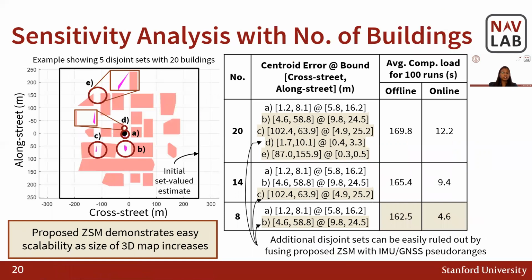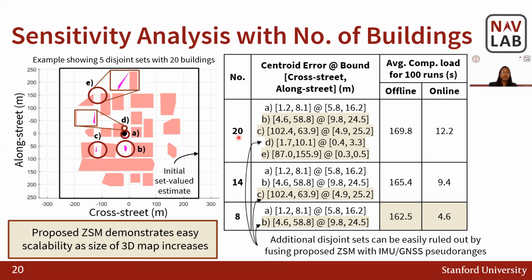In this next set of experiments, we perform sensitivity analysis of our proposed ZSM by varying the number of buildings as 8, 10, and 20. In this table, we report 4 validation metrics that include centroid error, bounds, offline, and online computation load. In this left figure, we demonstrate the final set valued position estimate by using 20 buildings. Here, we see 5 disjoint position sets, of which one contains ground truth receiver position.